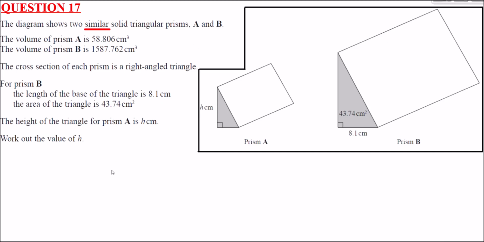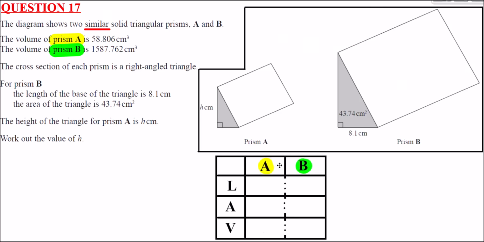Question 17, I've underlined straight away the word similar. We've got two similar solid triangular prisms A and B. So if two shapes are similar and we want to do any calculations on a length, an area or a volume, we need to remember that if two shapes are similar, we can think of them in terms of linear, area and volume ratios. Our two shapes here are A and B.